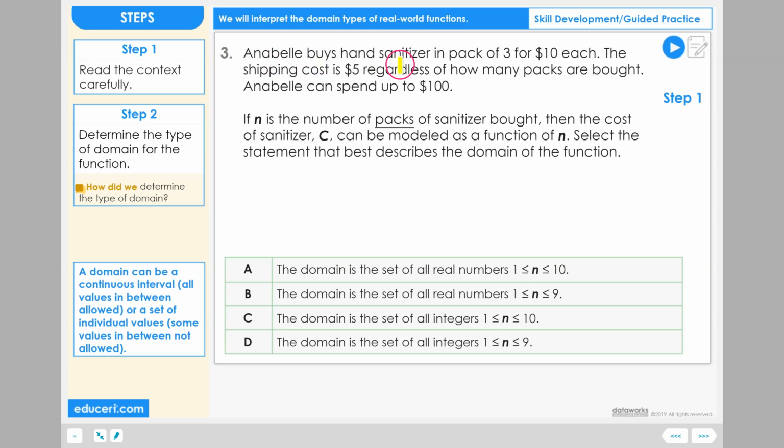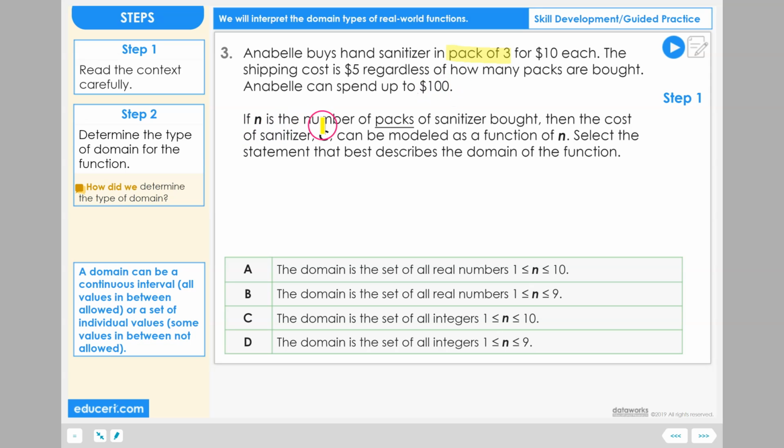Annabelle buys hand sanitizer in packs of 3 for $10 each. So if she buys 1 pack of 3, she has 3 hand sanitizers, and that costs $10. If she buys 2 packs of 3, she has 6 hand sanitizers, and that costs $20. The shipping cost is $5 regardless of how many packs are bought. Annabelle can spend up to $100.